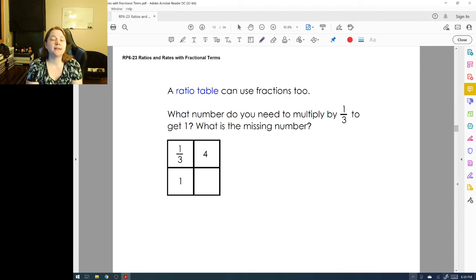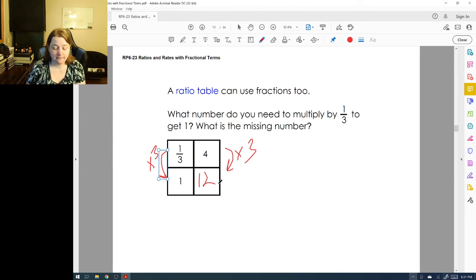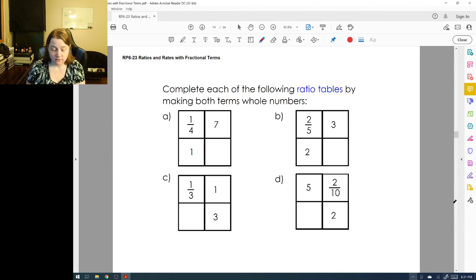A ratio table can also use fractions. Let's take a look at what number we need to multiply by 1/3 to get 1. Well, we know that if we have 1 slice of a 3-slice pizza, we need to multiply by 3 to get 1. So we're going to multiply 4 times 3 to get 12.